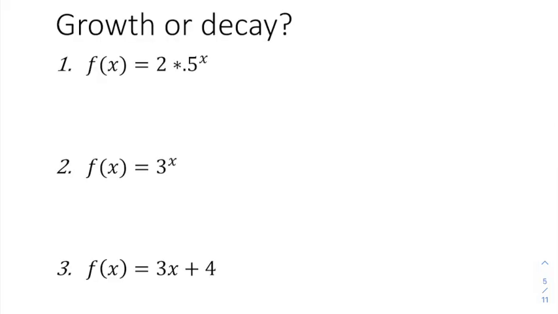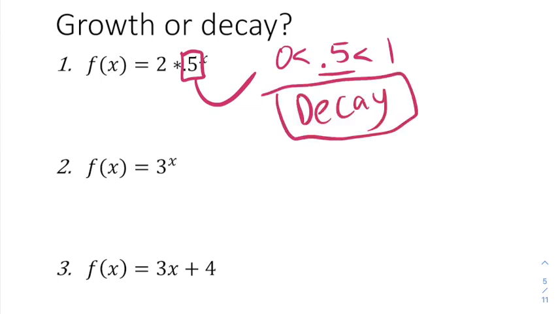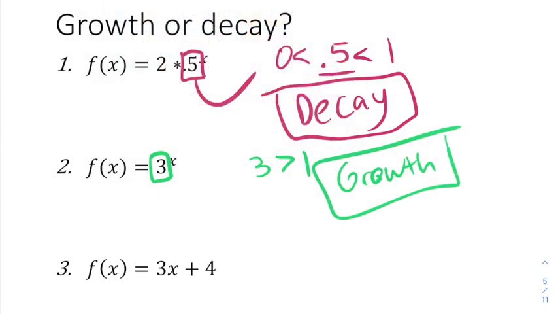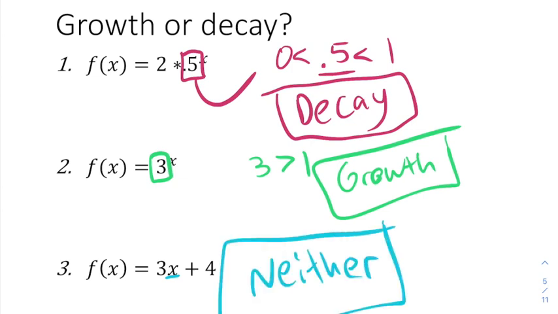So let's take a look at some examples. Are these growth or are these decay? The big thing we're looking for is an x in the exponent, which we have, and then what is the base? Well, our base here is 0.5, which is between 0 and 1, which means this is decay. In the next problem, x is upstairs, which is what we're looking for. That means this is exponential. And our base, what's attached to that exponent, is greater than 1, meaning this is growth. Finally, in this last example, we do not have an exponent. The x is downstairs. That means that this is neither growth nor decay. This would actually be linear.